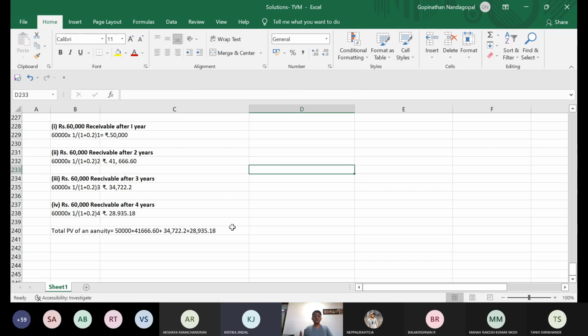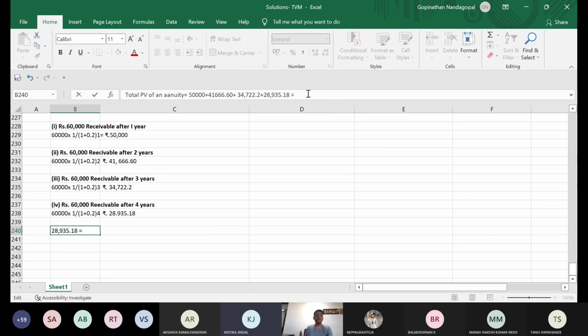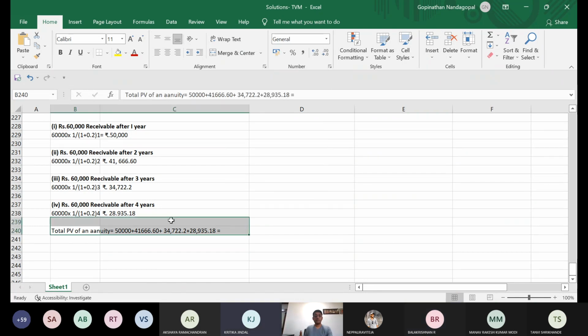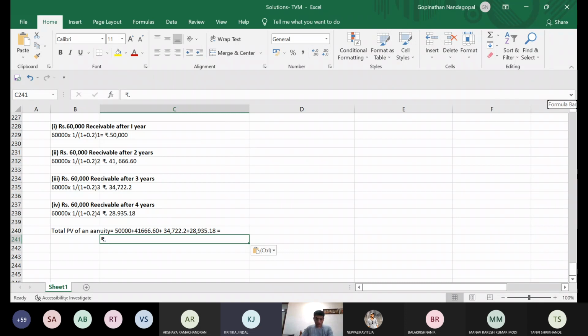What is the total of this? Tell me how much this comes to in total. 1,55,323.98. 1 lakh 55,323.98. Good. This is one way.